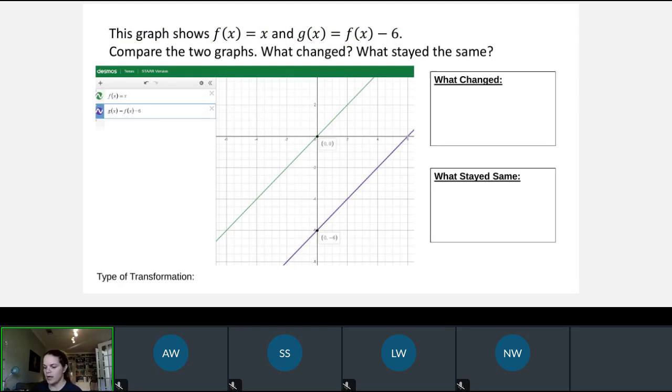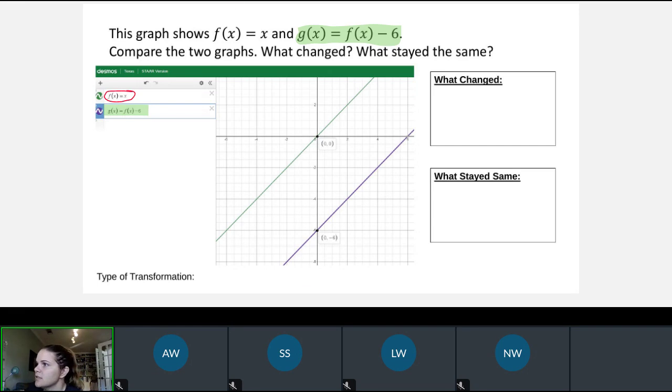So what I mean by you don't have to memorize the rules necessarily, but you can graph it. In your STAR Desmos version, you can put in for line 1, f of x equals x. This is your parent function, and it's graphed on this green line. That's the parent function. Then you can actually just type in g of x equals f of x minus 6. You would just type that into the second line, and it graphs it for you in blue.